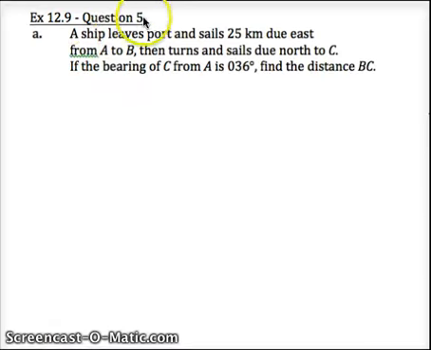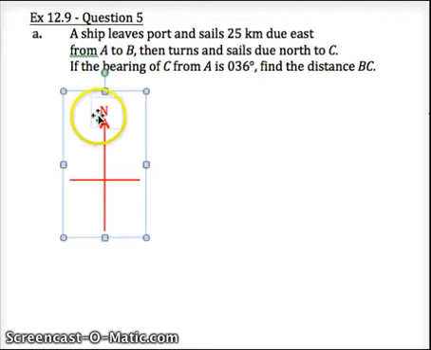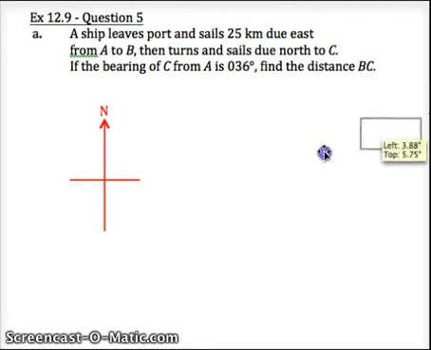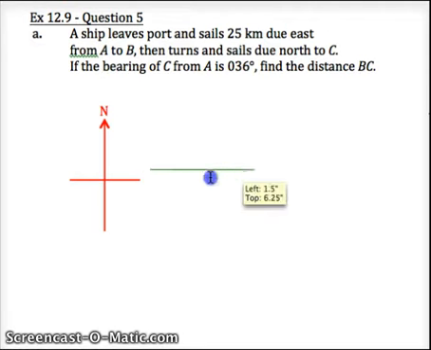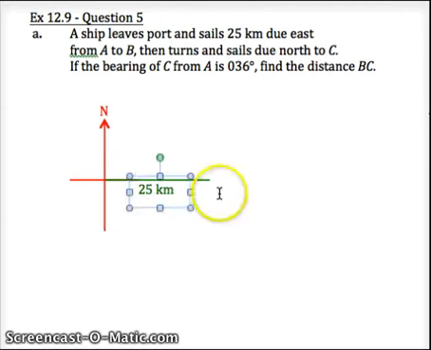Now, question 5 in exercise 12.9 bearings. This is question 5a. So we're told that a ship leaves port and sails 25 kilometres due east. So what we'll do, we'll just put in our little direction there with north. And our ship sails 25 kilometres due east, so it has to travel along here. I'll just put a nice line along there in green. So it's travelling along here, east, and the distance that it's travelled is 25 kilometres.